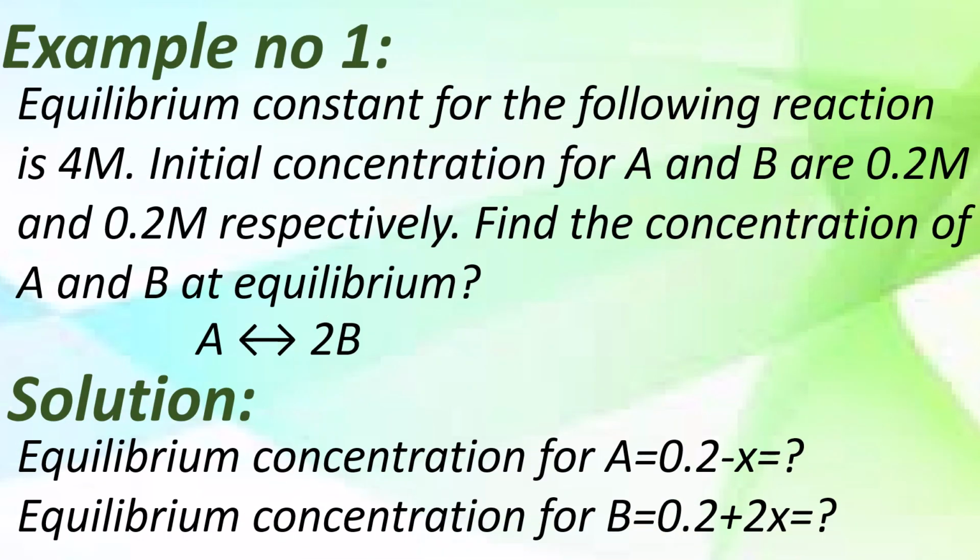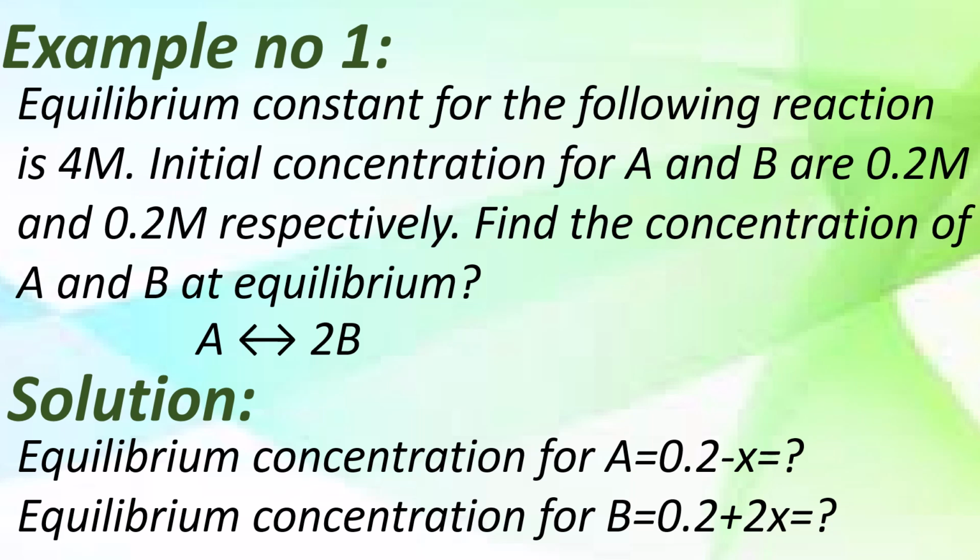Example number 1. Equilibrium constant for the following reaction is 4 molar. Initial concentration for A and B are 0.2 molar and 0.2 molar respectively. Find the concentration of A and B at equilibrium. A is giving product B. In this example, A is reactant, B is product. 1 mole of A is producing 2 mole of product B.